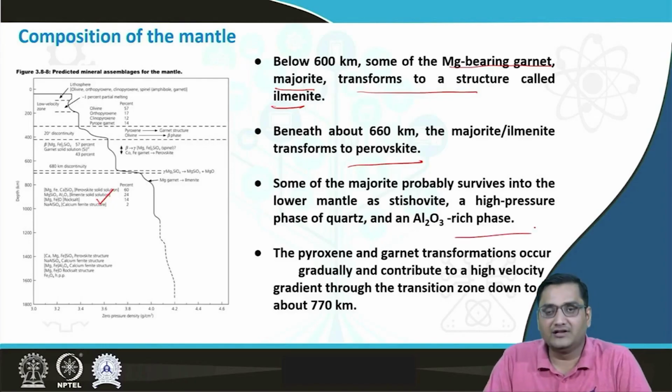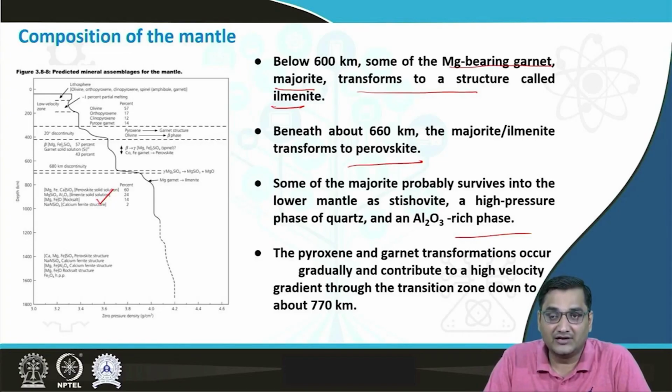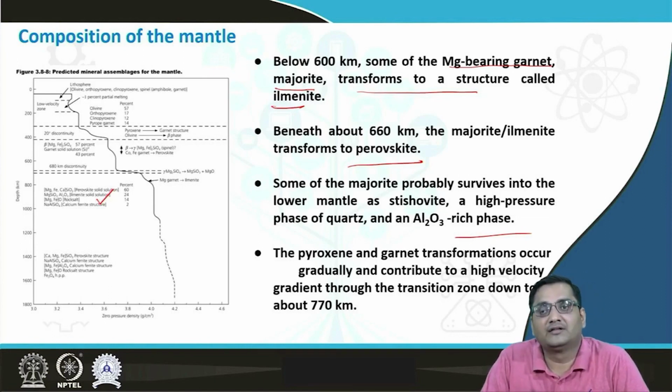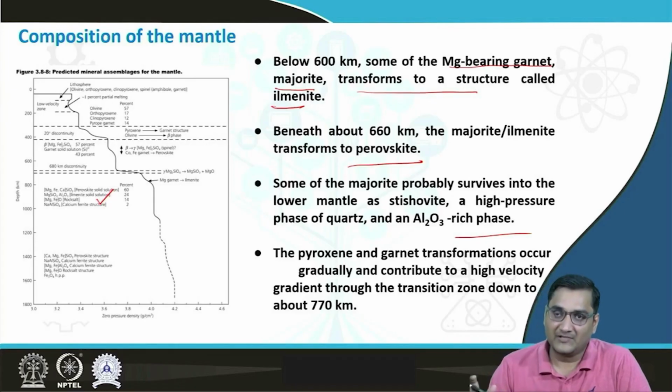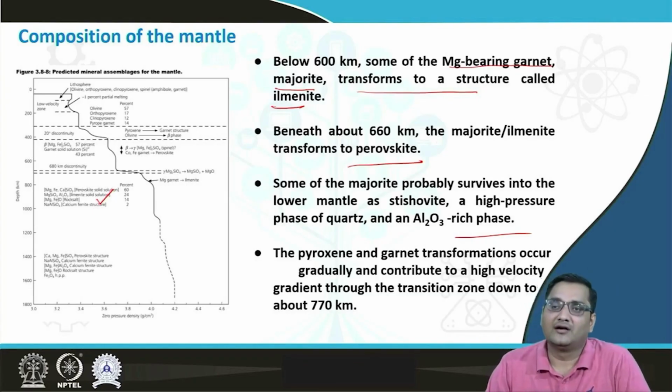The pyroxene to garnet transformation occurs gradually, and if you look at the transformation of alpha olivine to gamma olivine, that takes place very sharply. So pyroxene to garnet is a very gradual change, but from alpha olivine to gamma olivine, the transformation is very sharp.